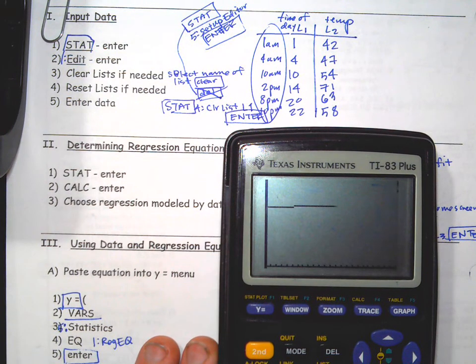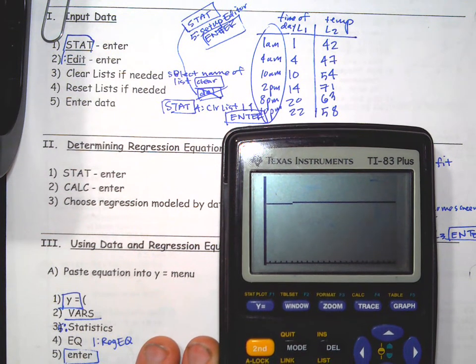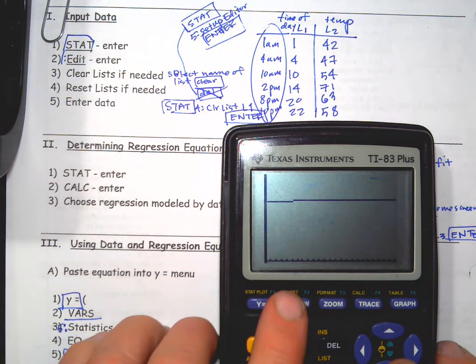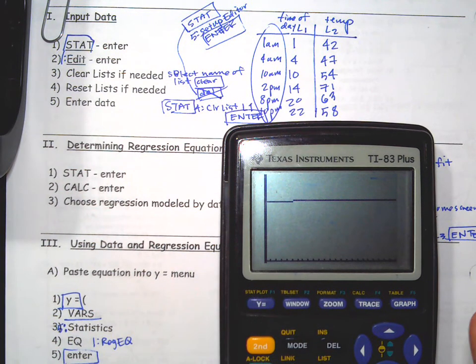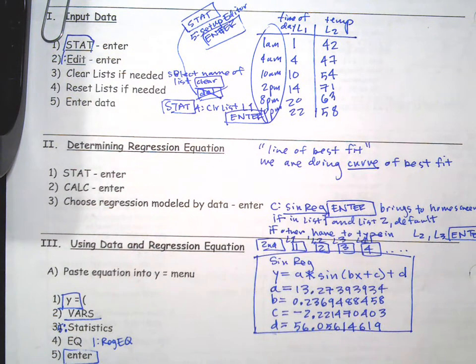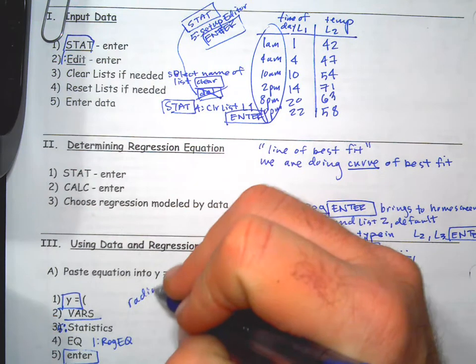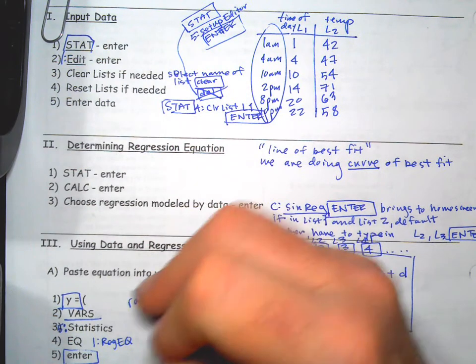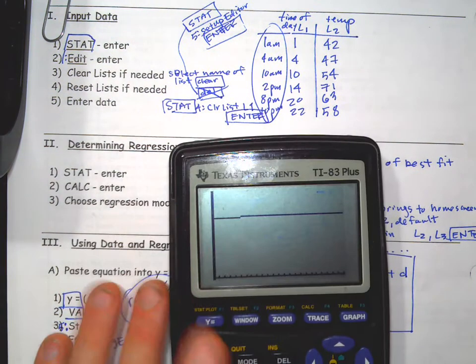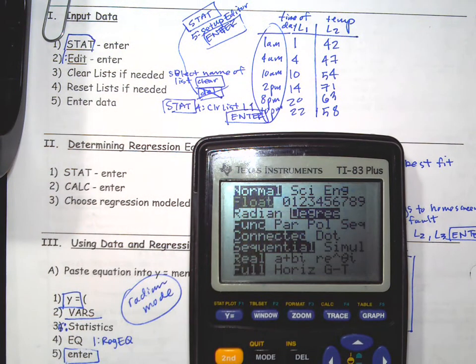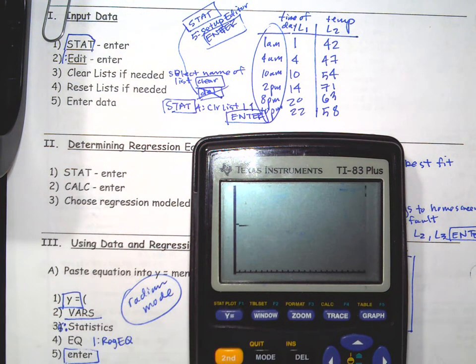Now if you get something that looks very flat, something went wrong. The good news is you don't have to redo anything. For these problems, we have to be in radian mode. It's assuming radian mode. Otherwise, you're in degrees right now, and it doesn't look right. So go back to mode, go to radian, and guess what? Everything is perfect. The regression equation is correct. Don't have to do anything.